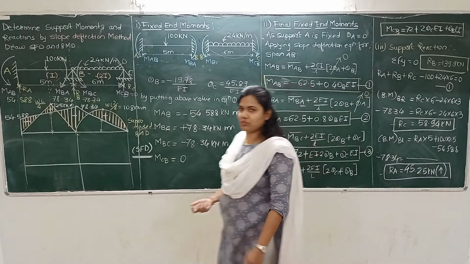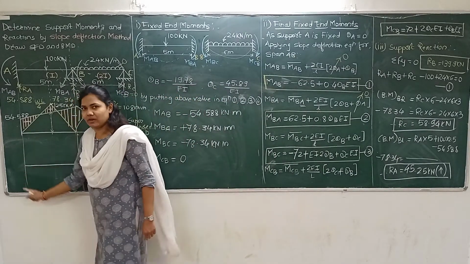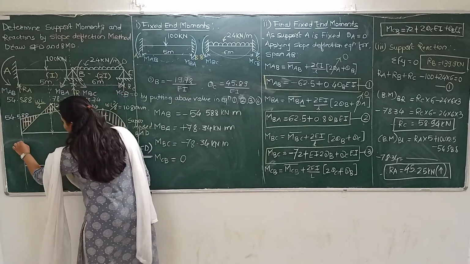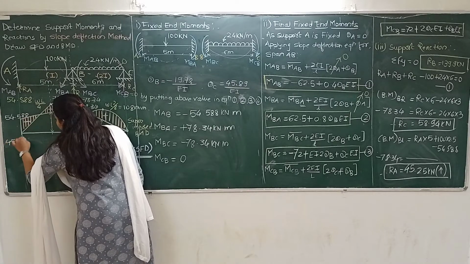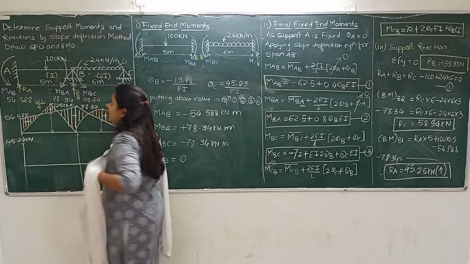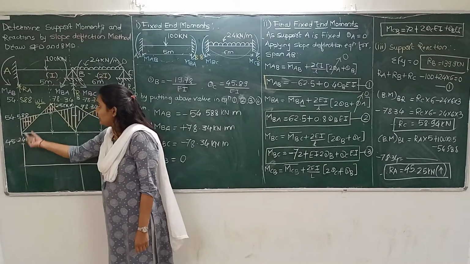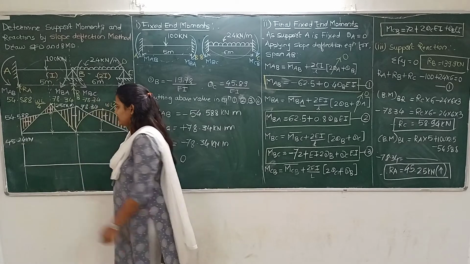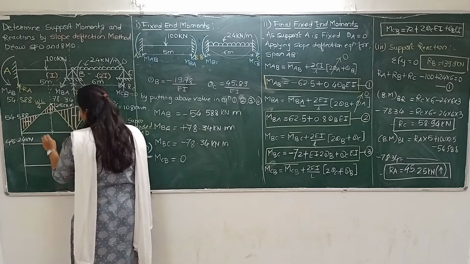Let us draw the shear force diagram now. At A point we have a support reaction RA, which is nothing but the shear force at A, which is 45.25 kilonewton. Now to see the variation of shear force between A to B, there is no loading between these two points, so the shear force remains constant. So 45.25 we will take as it is up to the point load.